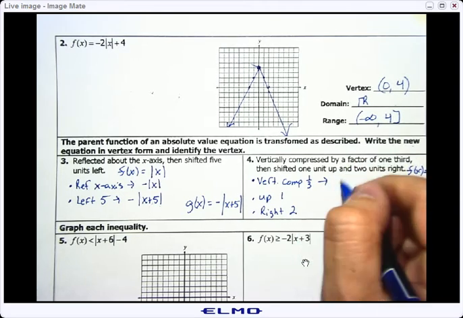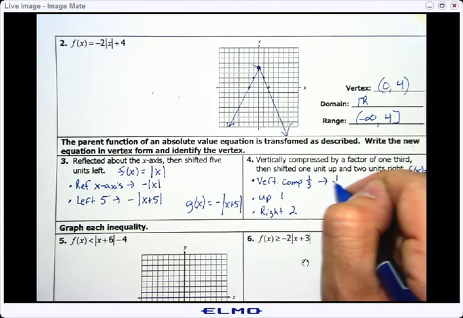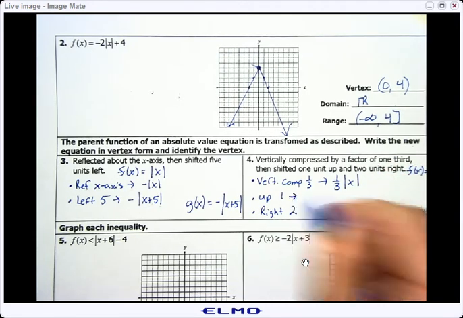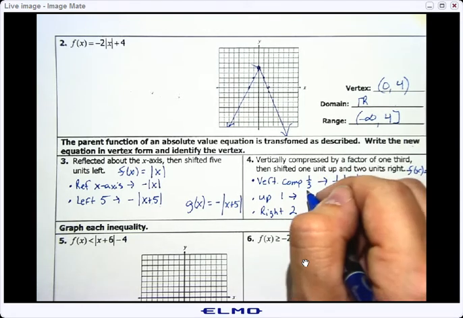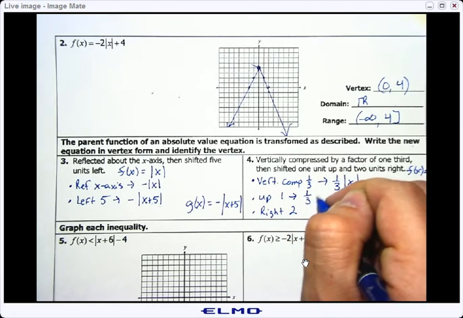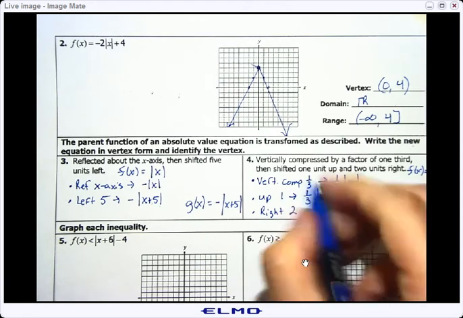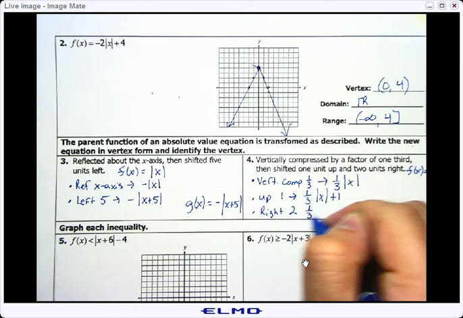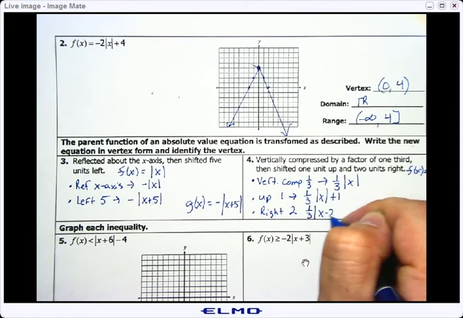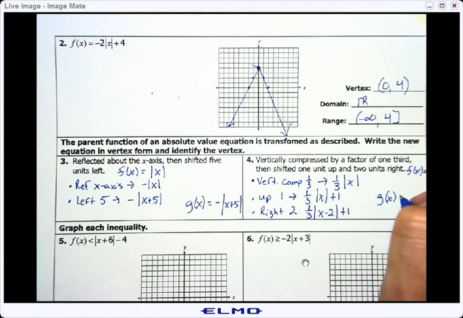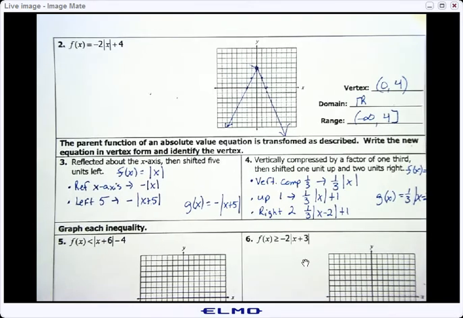We're going to take that, and that's going to become 1/3 absolute value of x. Add the 1, have 1/3 absolute value of x plus 1 on the outside. Moving it right 2, it's going to be x minus 2. So we get the final answer, g of x equals 1/3 absolute value of x minus 2, plus 1.